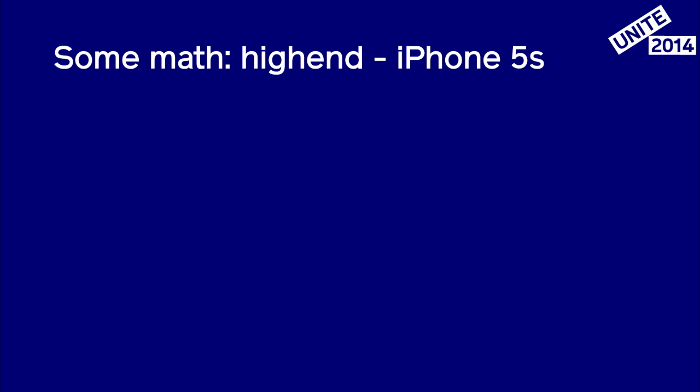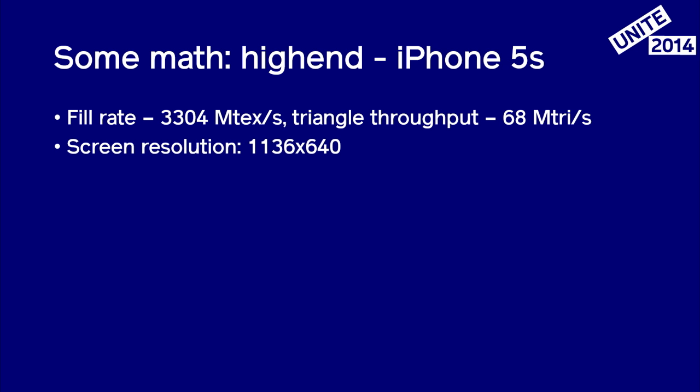One of the high-end devices which is available and a lot of people use is the iPhone 5s. It has really great hardware and pretty low resolution compared to other devices like Android ones. So it's pretty fast. Its fill rate is over 3,000 million texels per second, and triangle output is 68 million triangles per second. And why do we care about that?